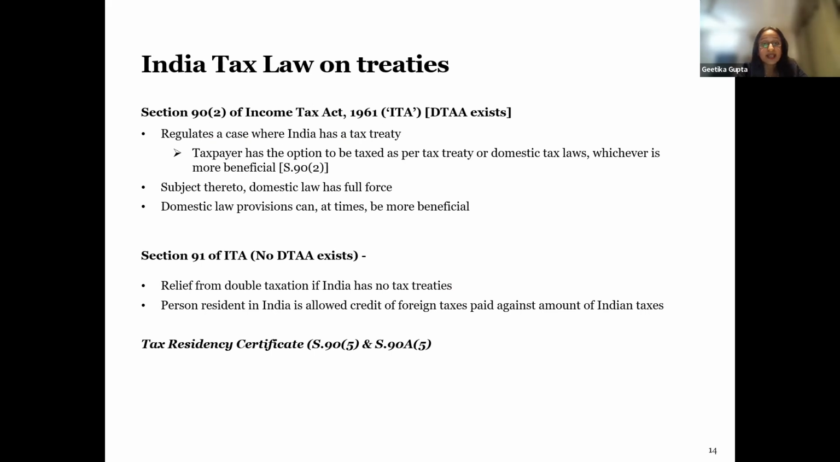And there can be cases in which the domestic tax law can be more beneficial as compared to the treaty. And section 91 provides relief for double taxation where there is no tax treaty. Then there is a very important concept of tax residency certificate, which is mentioned in section 90.